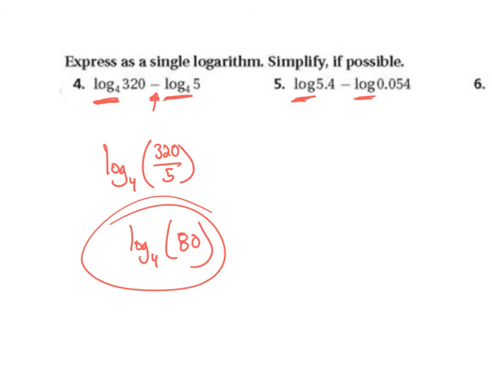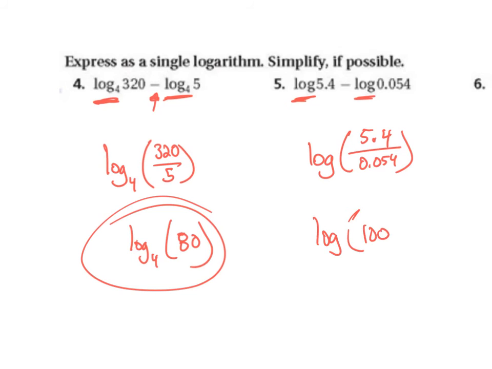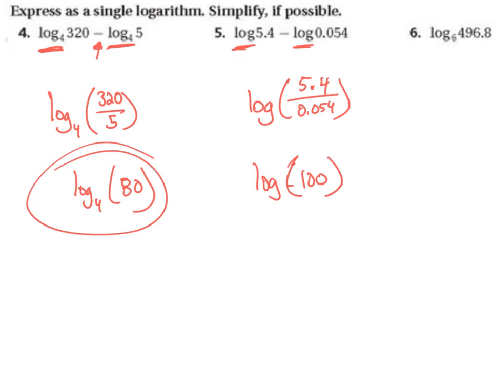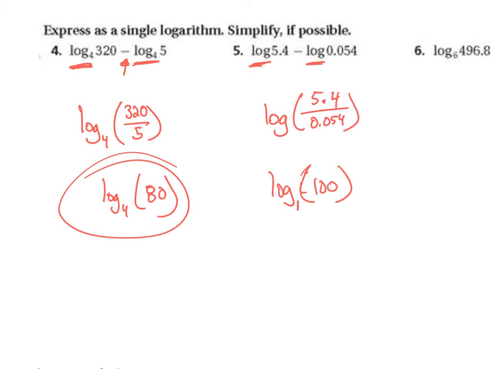Logs are on the same base, so I'm allowed to do this now. Log of 5.4 over 0.054. Technically, this is what they're looking for. Let's see if it simplifies down any. 5.4 divided by 0.054, and we get log of 100, right? Oh, and remember, if you don't see it, it's really got a base 10.